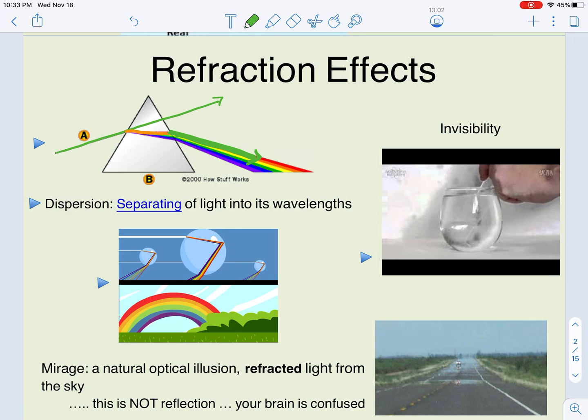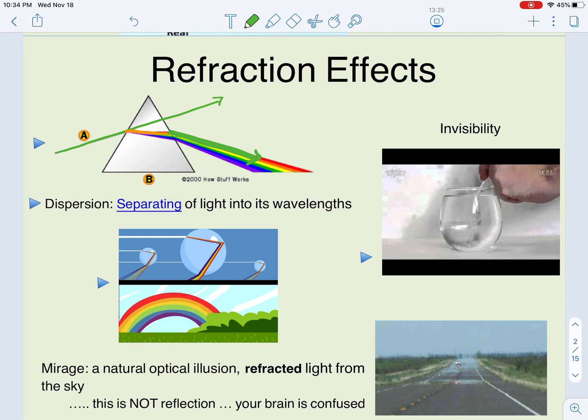The image below that of the rainbow in the sky is explaining to you how the light is going to be refracted through the air molecules in the sky, which is going to cause dispersion, which spreads the light out into its different colors, and that's how we see rainbows in the sky.